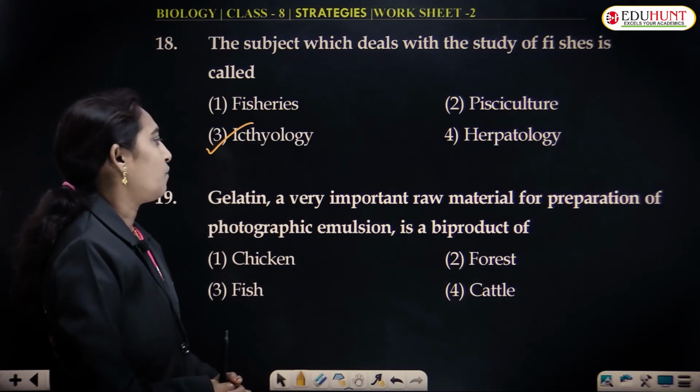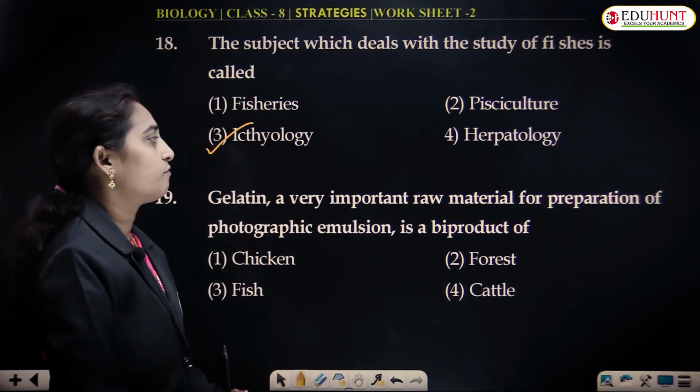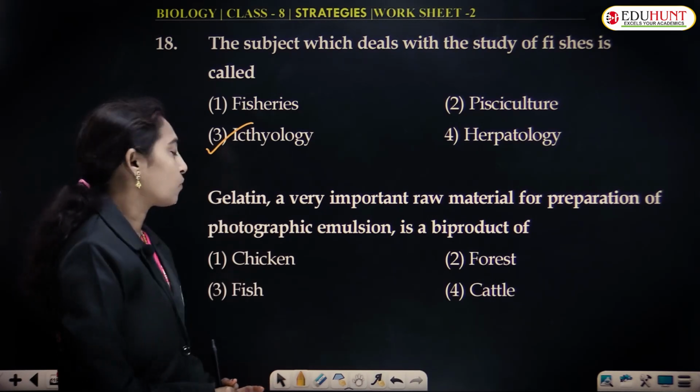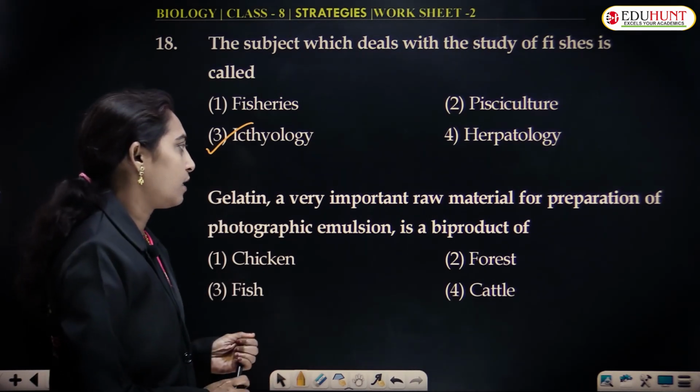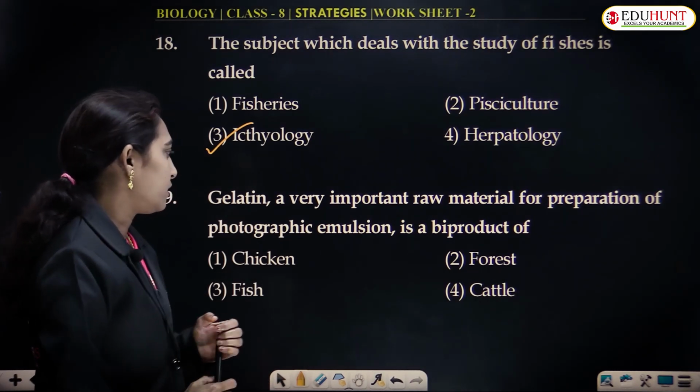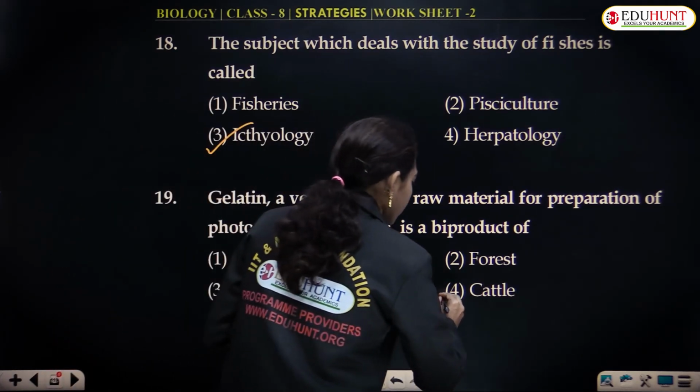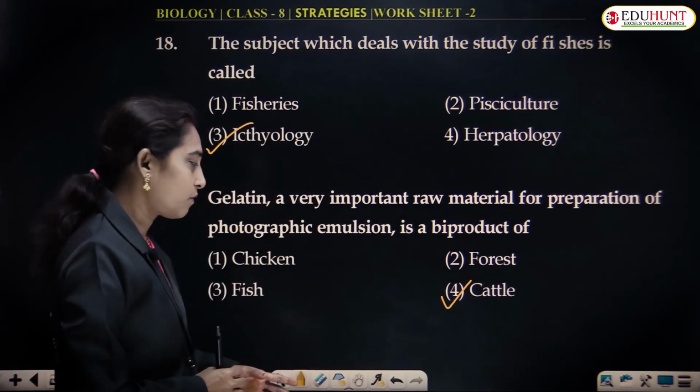Gelatin, a very important raw material for preparation of photographic emulsion, is a byproduct of what? It is the byproduct of cattle. Gelatin is the byproduct of cattle.